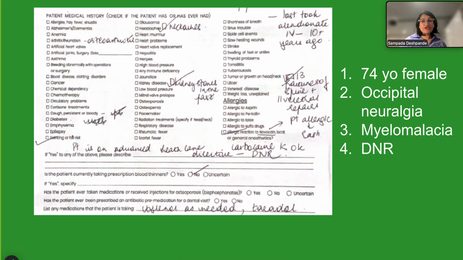This is a 74-year-old female who has occipital neuralgia. She has myelomalacia and she is on, unfortunately, a do not resuscitate status that she signed for herself. She has osteoarthritis. She has had multiple fractures of the spine. She has had multiple vertebral repairs. She has been on alendronate, a bisphosphonate, in the past, but that was more than 10 years ago. So this patient is just in a lot of pain, lots and lots of pain.